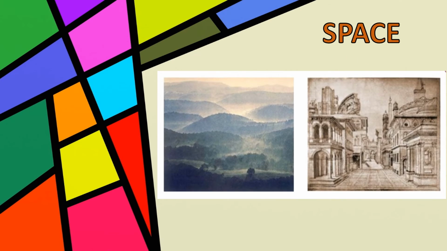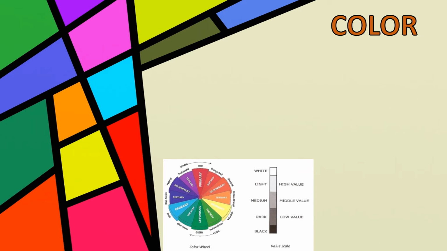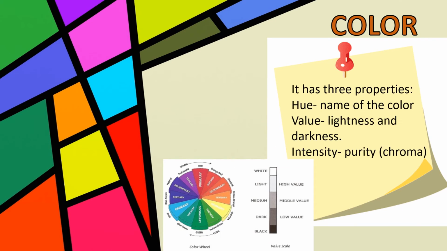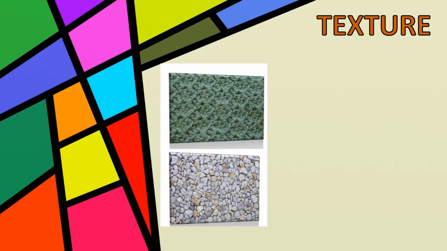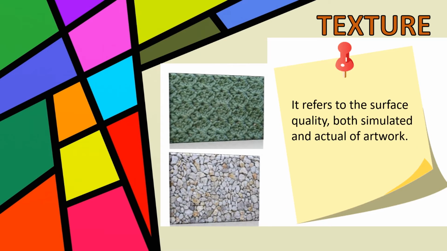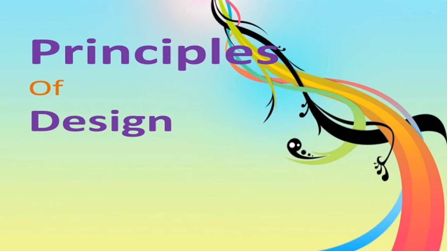Next is color. It has three properties: the hue, the name of the color; the value, lightness and darkness; and intensity, or purity or chroma. Last is texture. Texture refers to the surface quality, both simulated and actual, of an artwork.